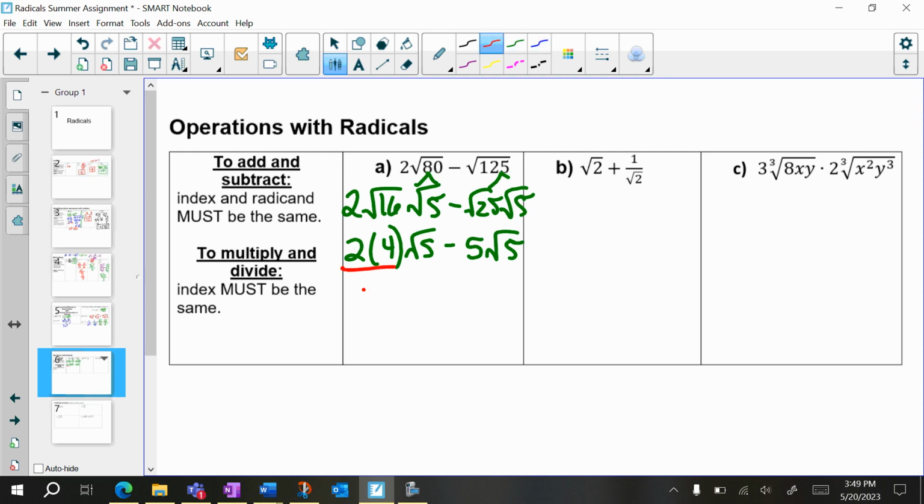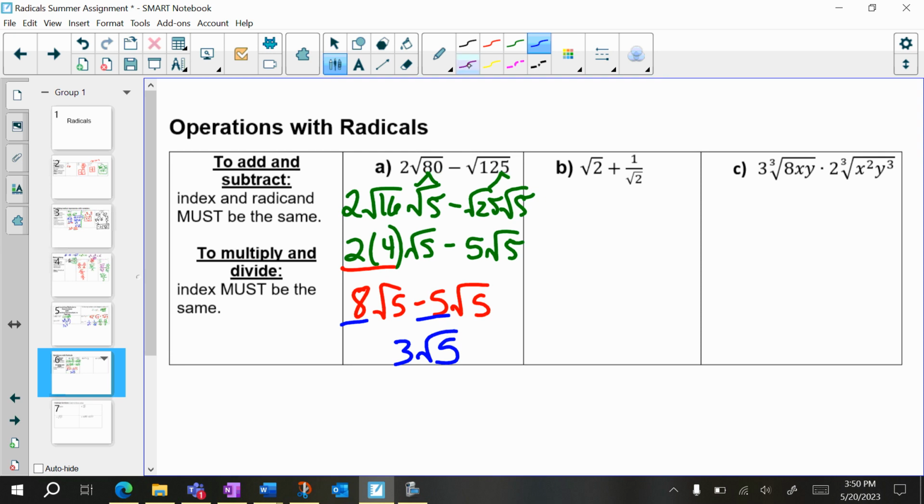Multiply 2 times 4, which gives me 8. 8 radical 5 minus 5 radical 5. And all I have to do now is subtract my coefficients because I have the same radicand and index. So 8 minus 5 is 3. 3 radical 5.